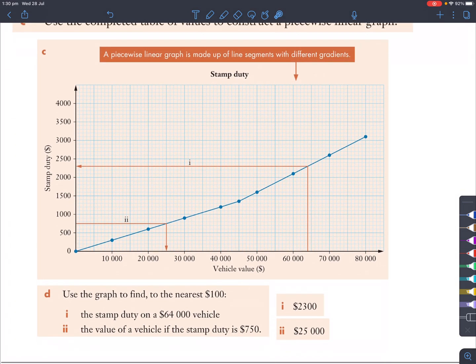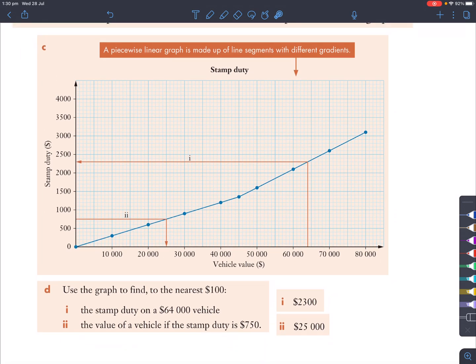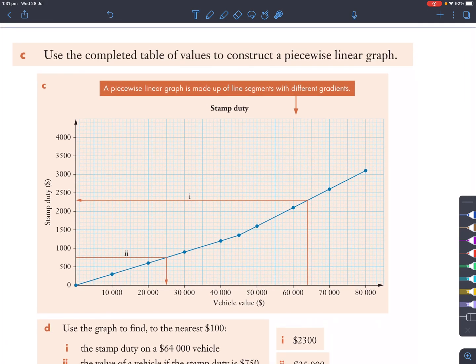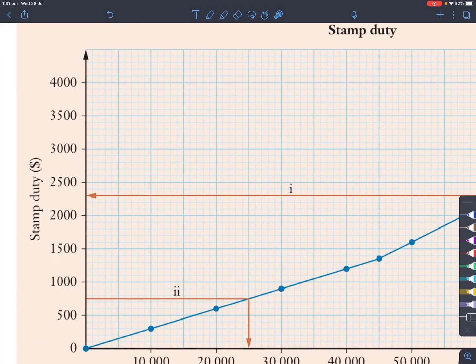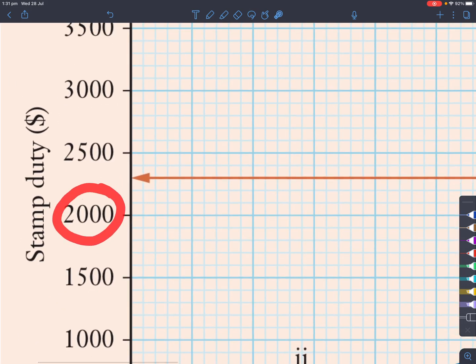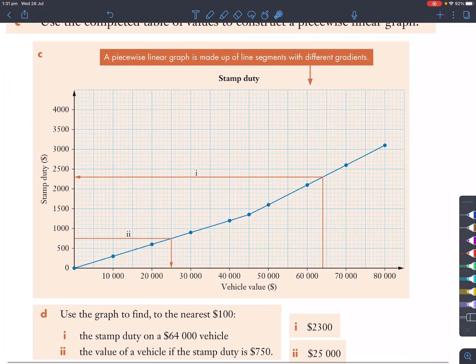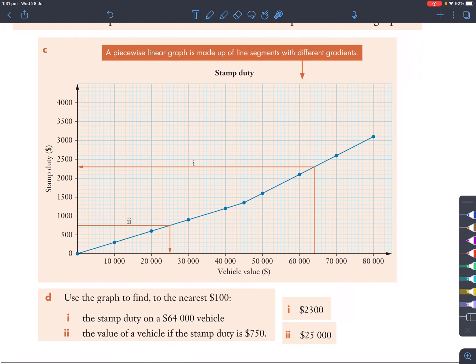Question D, use the graph to find, to the nearest $100, the stamp duty on a $64,000 vehicle. So I go ahead and go to 64,000, which is 4 squares to the right of $60,000. I go up, hit that piecewise line graph, and I go across. And that will give us 3 squares above 2,000, which is $2,300. So for a vehicle that is $64,000 in price, you pay a stamp duty of that.